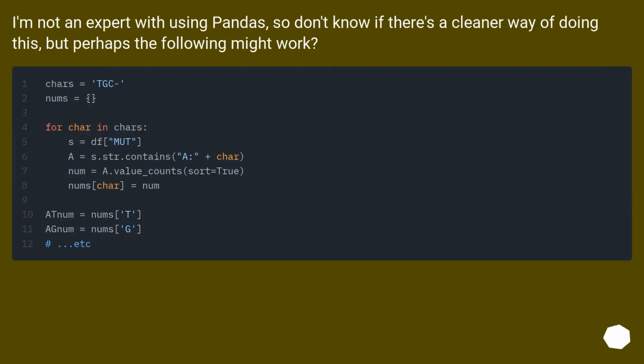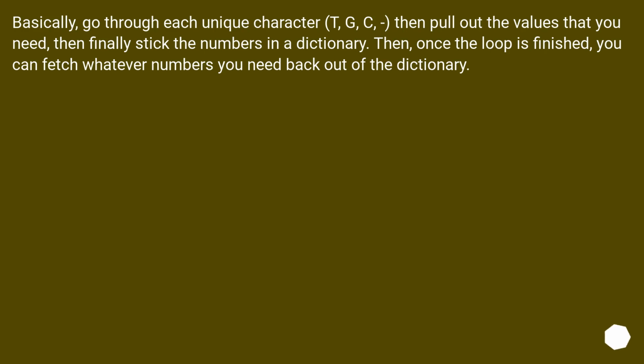I'm not an expert with using pandas, so I don't know if there's a cleaner way of doing this, but perhaps the following might work. Basically, go through each unique character, T, G, C, then pull out the values that you need, then finally stick the numbers in a dictionary. Then, once the loop is finished, you can fetch whatever numbers you need back out of the dictionary.